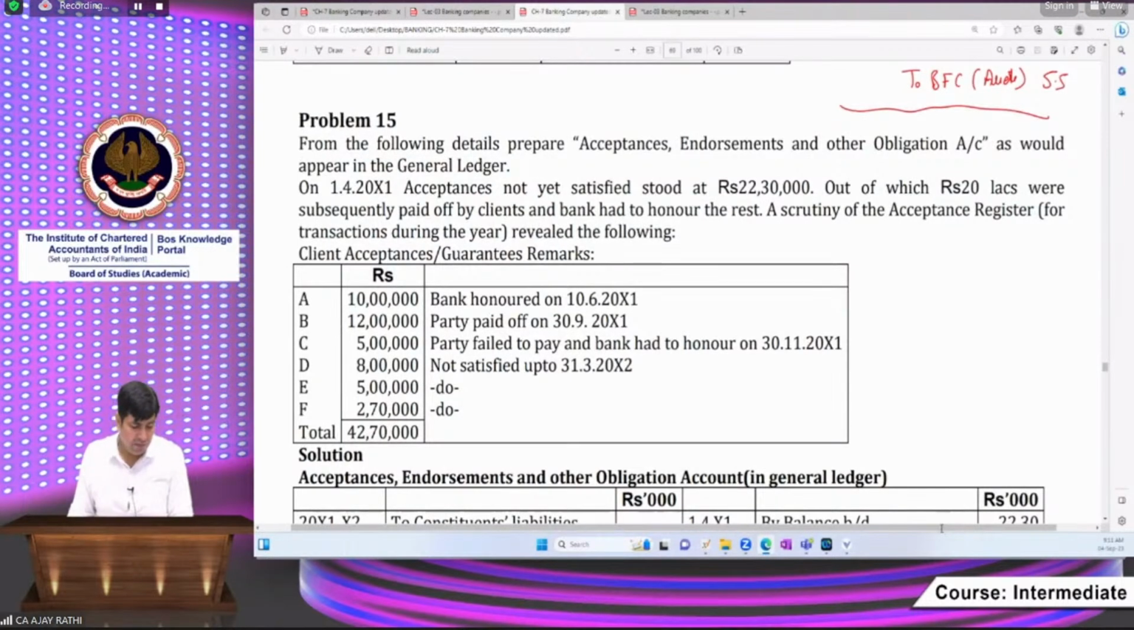Question number 15. Bills for collection, acceptance, endorsement. This is the full name. What will be the entry if bill discounted and collection, both the services are taken from the bank? Varsha beta, both topics are different. For bill discounted, we have already learned those types of entries: bills purchased and discounted to customer, discount income, rebate on bill discounted, etc.